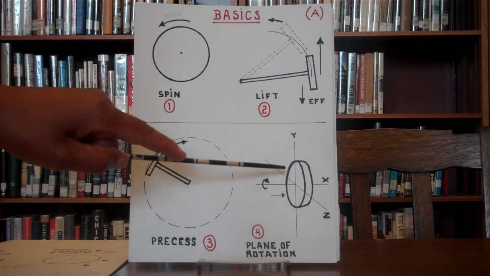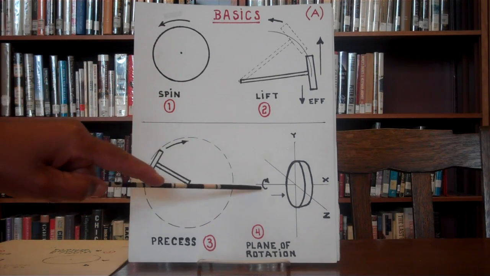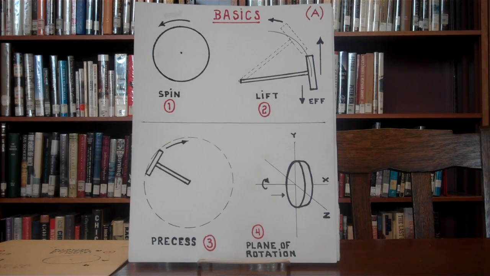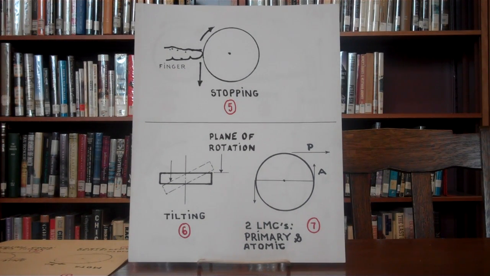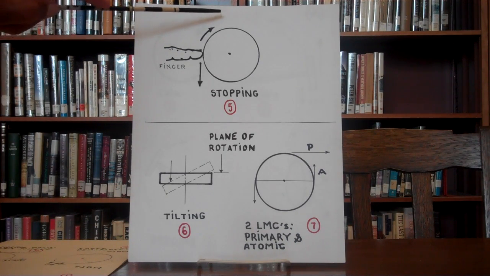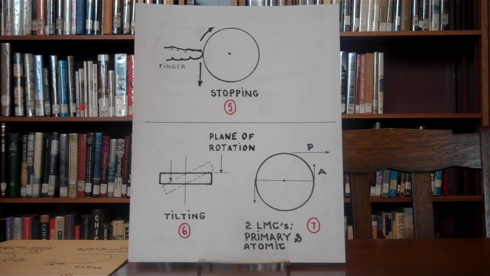This is the plane of rotation here. In this case, it's Y and Z, plane of rotation, and it is spinning clockwise. Now, we will go to number 5. Number 5 is here. To slow or stop a gyro disc down takes more force than the rotational momentum produces. This is a finger, and this is the direction of spin. This is trying to stop it. It takes force to stop this disc from spinning.